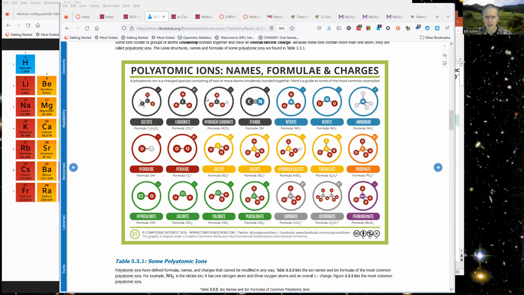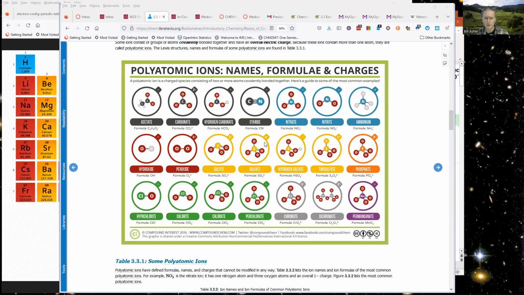But anyway, hydrogen carbonate is just the carbonate ion, which has a -2 charge, with 1 proton or 1 hydrogen hooked onto it. So it only has a -1 charge. Cyanide ion, which is the poison. Nitrate ion, NO3, which has a -1 charge. Nitrite ion, which has a -1 charge, which is NO2. Ammonium ion, NH4+, so that's the household cleaner. Hydroxide ion, peroxide ion, sulfite, sulfate, hydrogen sulfate, which also goes by the name of bisulfate.